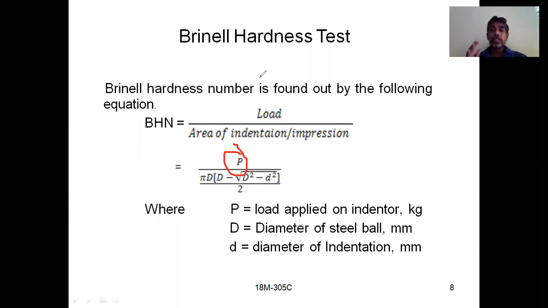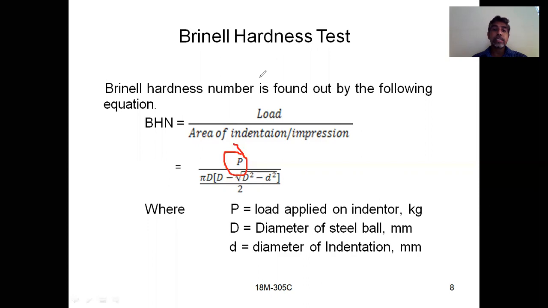So because of this forcing against the specimen, what will you get? You will get an indentation. Okay, so you have to find out the diameter of the indentation by using a microscope. So you have a diameter of capital D for the steel ball indenter, and you are getting an indentation of diameter small d. By using these parameters, we can find out BHN.